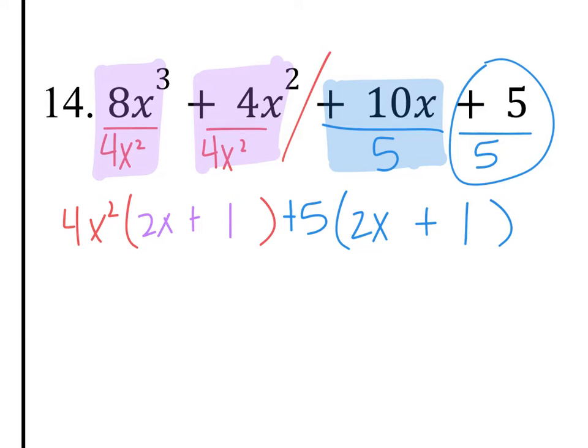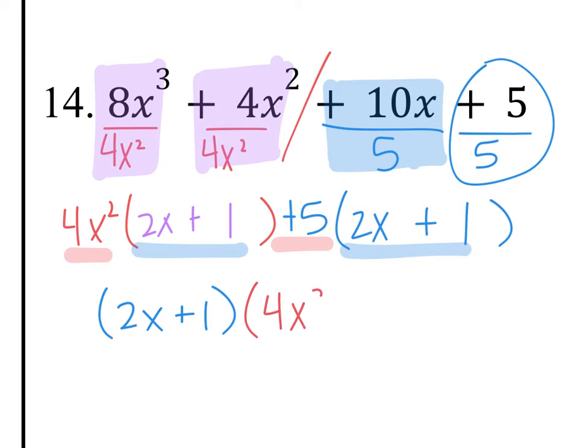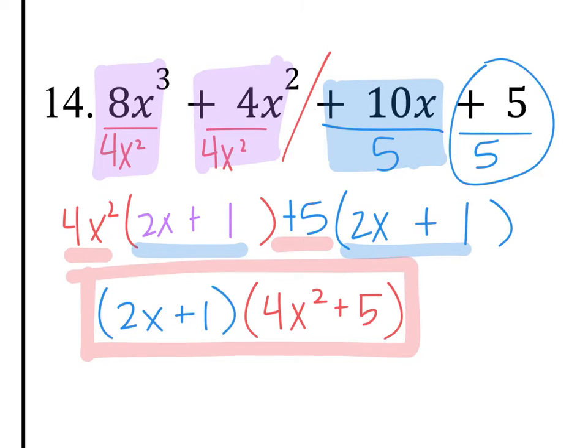Okay, so now we see that we've got a common factor here, 2x plus 1, 2x plus 1. We're going to pull that out. That is one of my factors. And then I'm also going to go ahead and pull out my leftovers on the outside, 4x squared plus 5. And that's going to create my second set of factors. So this right here, if you would FOIL it back out, you would end up with where we started.